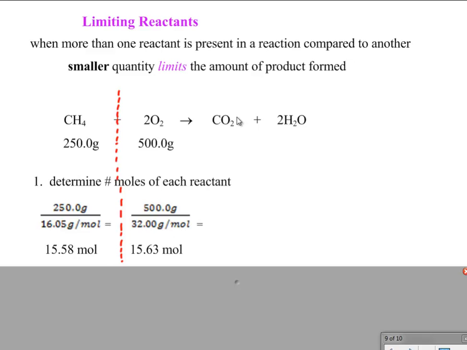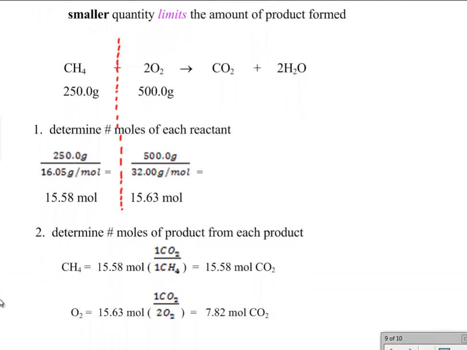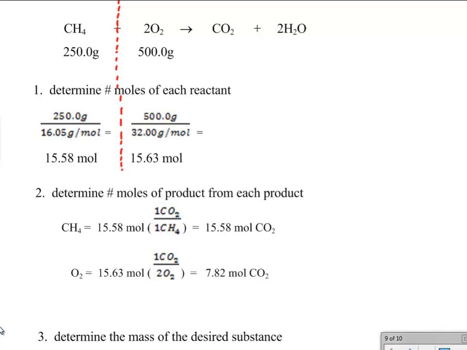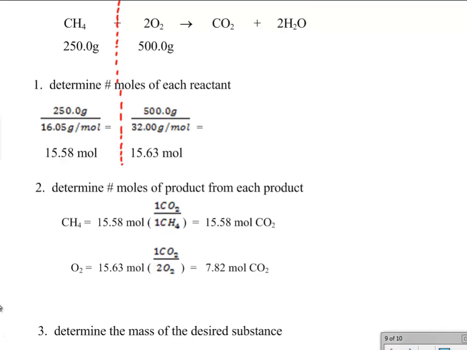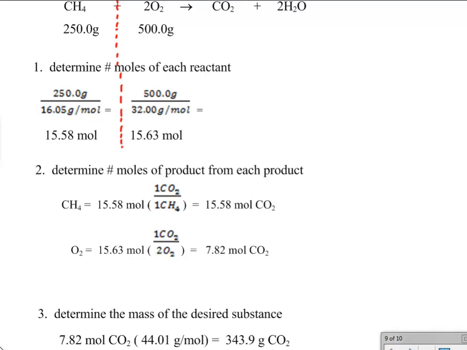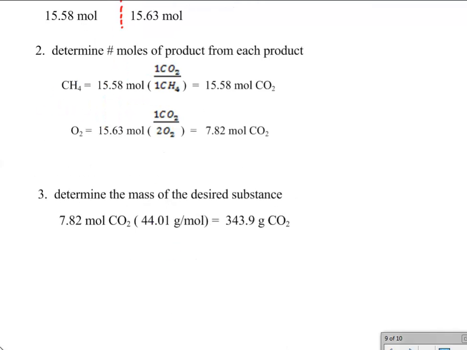What we want to find out is how many moles of carbon dioxide will each of these produce. So we find the moles, do the mole-to-mole ratio. We find that we get 15.58 moles of carbon dioxide. It's a 1-to-1 mole ratio. 1-to-2 mole ratio for carbon dioxide to oxygen, so we only get 7.82 moles of carbon dioxide. That oxygen is our limiting reactant.